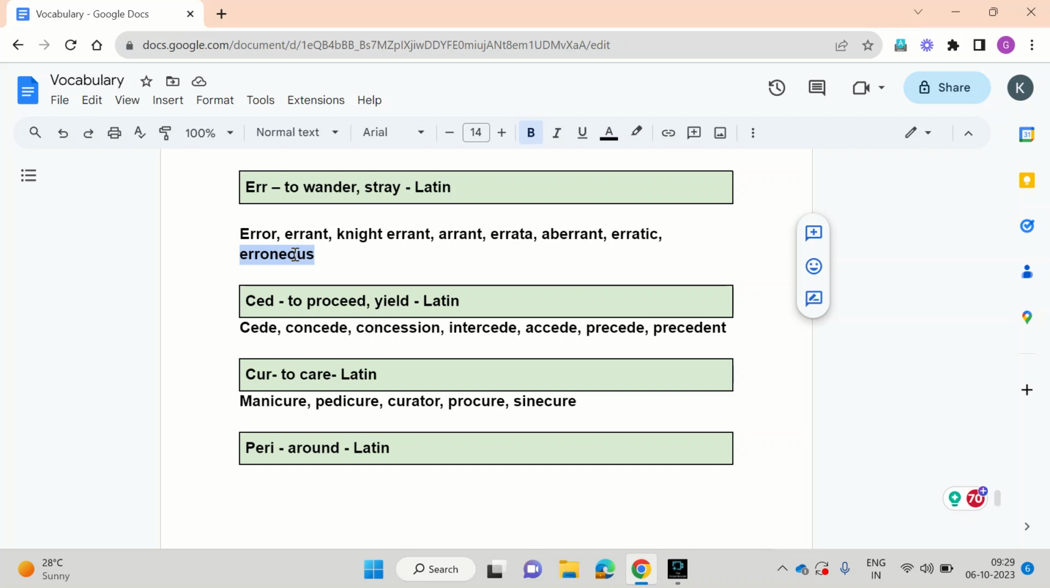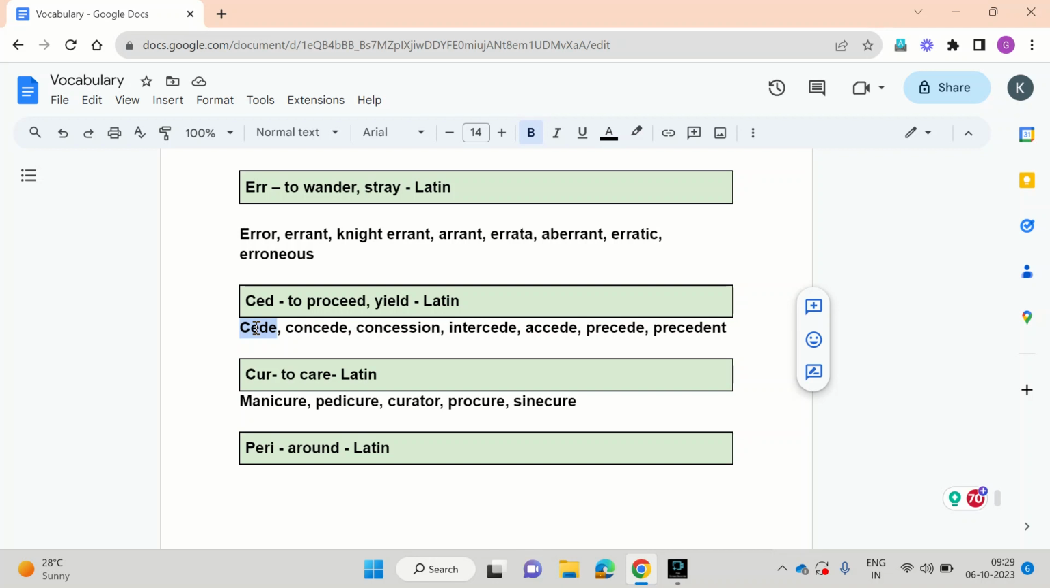Cede. Cede means to yield or proceed. Cede means you are yielding to someone. That is cede. Ceding control over a territory.